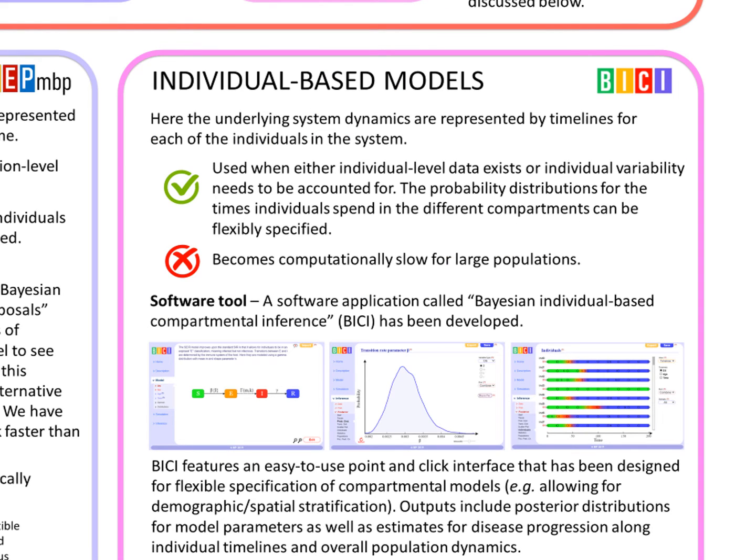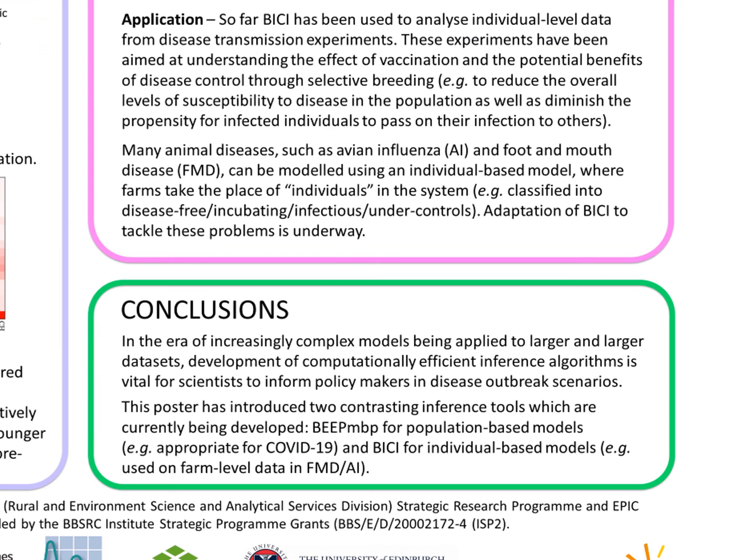In individual-based models, the underlying dynamics are represented by timelines for each of the individuals in the system. In this case, we have developed a new inference tool called BICI. So far, BICI has only been applied to data from disease transmission experiments. However, we are working to extend it to make it applicable to many animal diseases, such as avian influenza and foot and mouth disease.